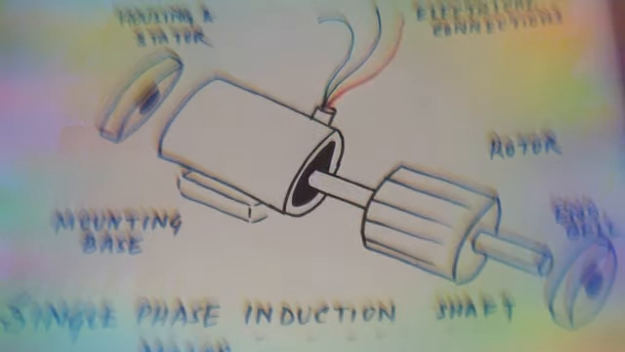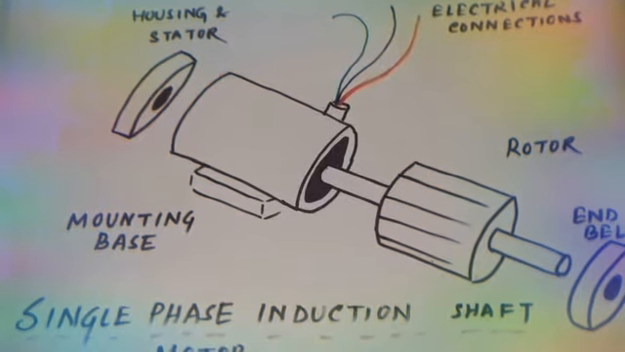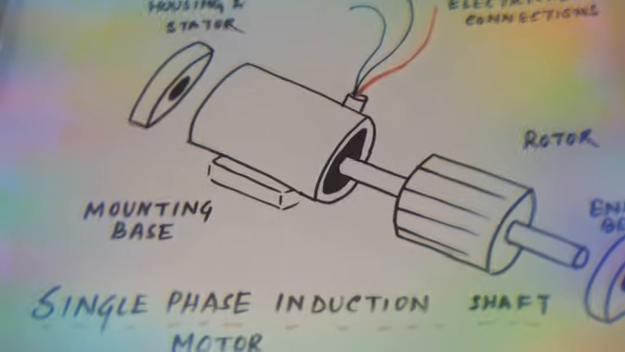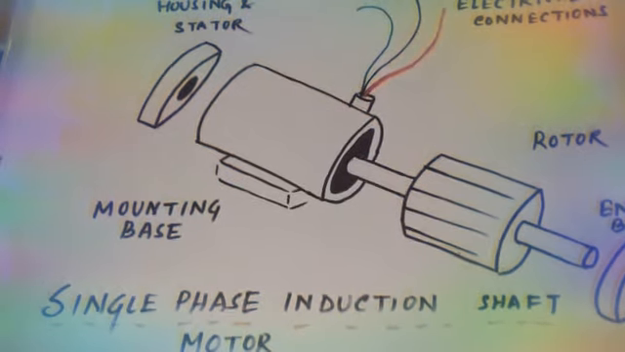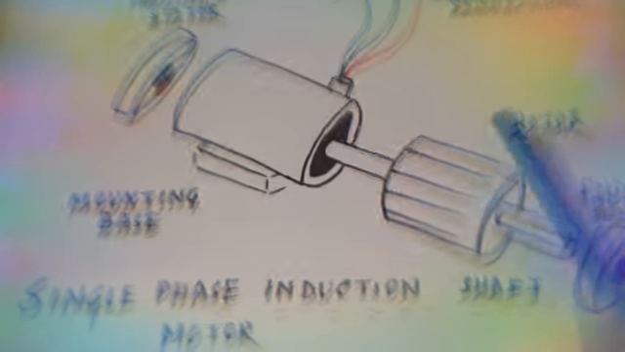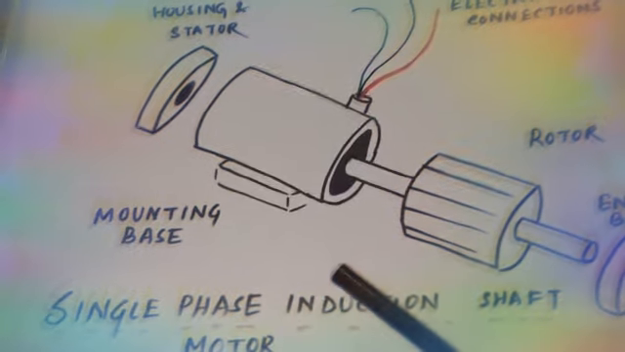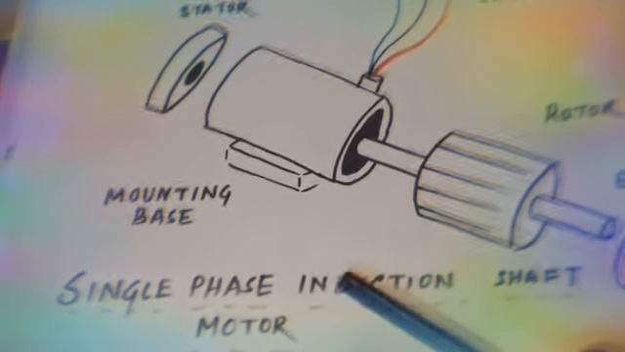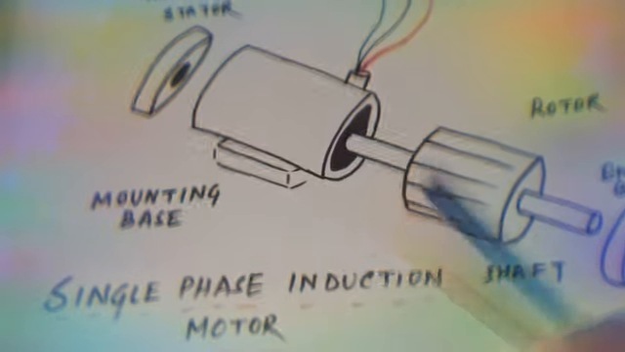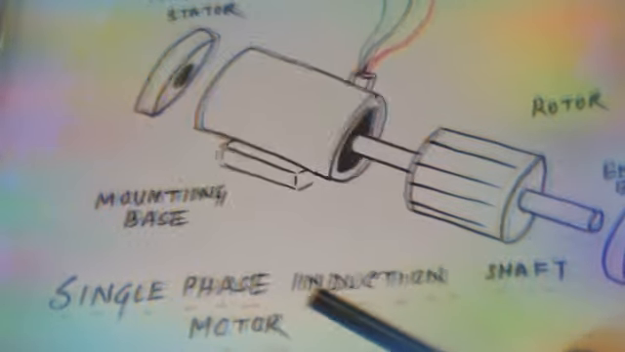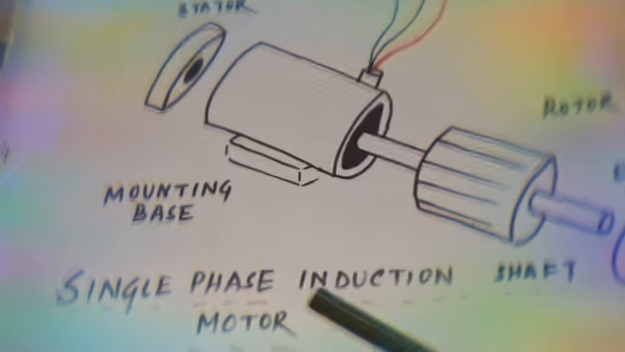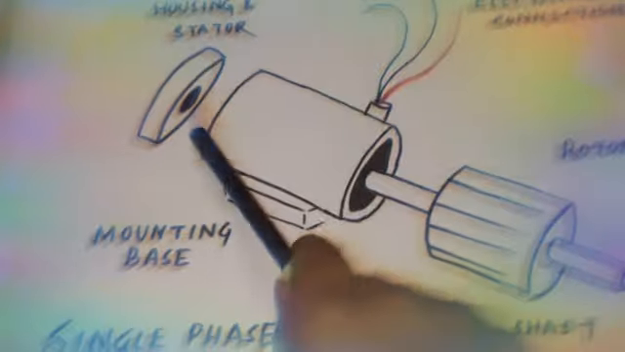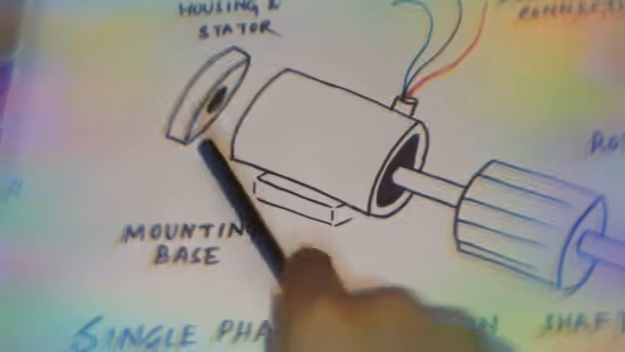Now what is it actually? The induction motor, also known as asynchronous motor, is an AC electric motor where current in the rotor is needed to produce torque. What is the rotor? This is the rotor. Torque is force into perpendicular distance, as we have studied. This torque is obtained by electromagnetic induction from the magnetic field of the stator winding. Stator winding, you can see here the housing and stator.